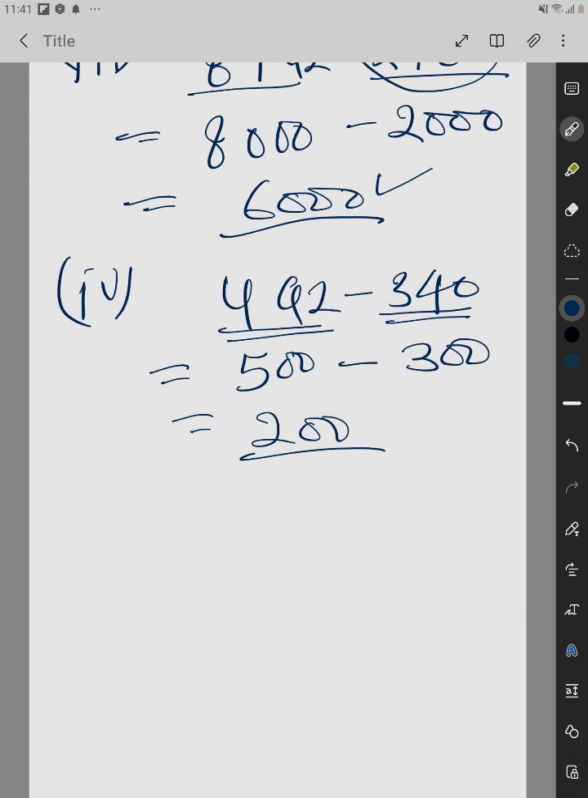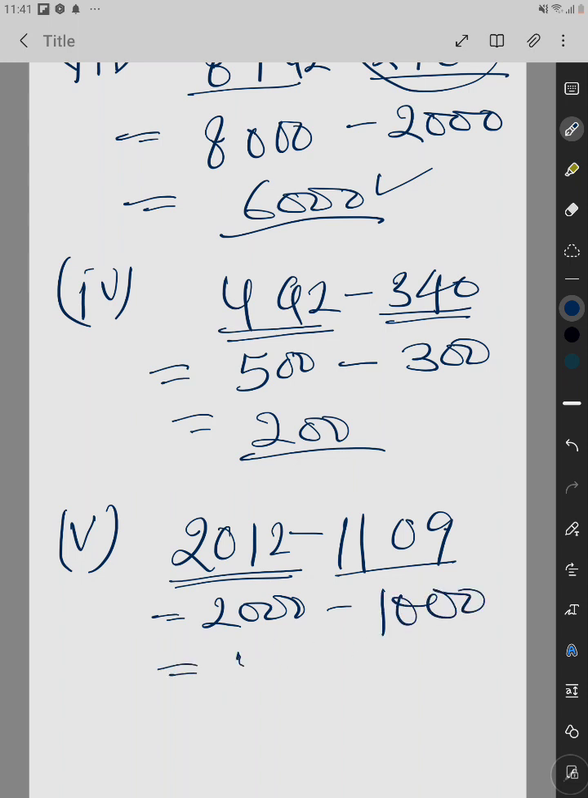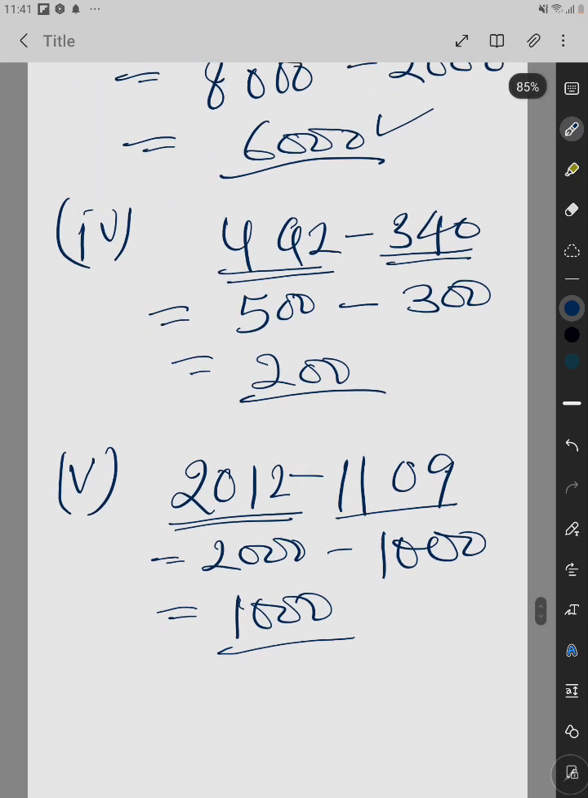Let's take another example of a lower value. For example, we have 2012 minus 1109. So this will be rounded to 2000, and this will be rounded to 1000. How much will it become? It will become 1000. So this is the answer.